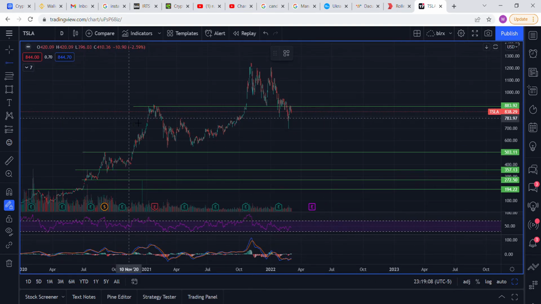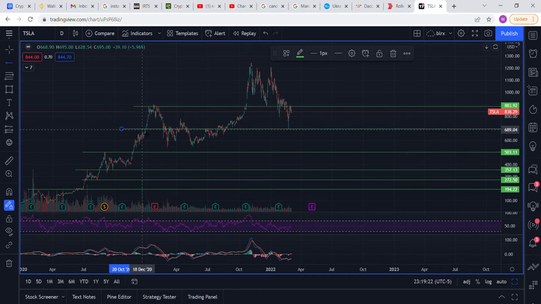Then we can draw one. You see that dotted line? We can definitely draw one right there. Hit right there. Tinkered around right there. Resistance, support. Kind of support there. Definitely support there. That's a line right there. Probably draw this one, because it basically came down to that level right there. Hit right there, right?